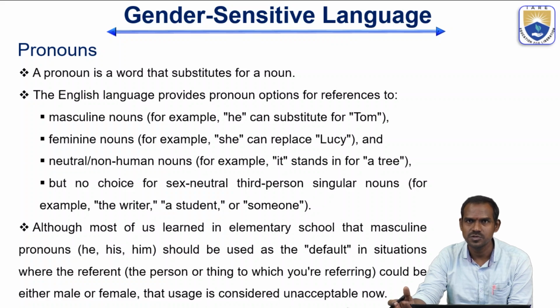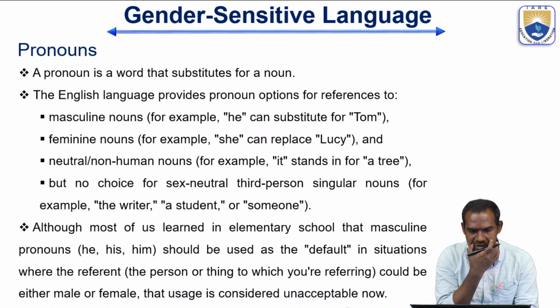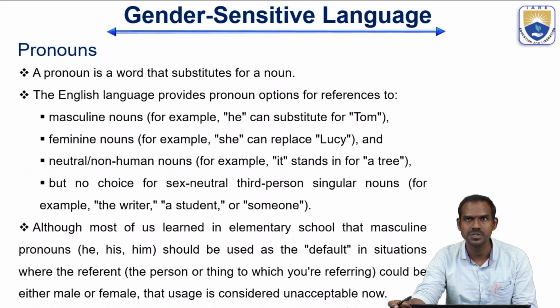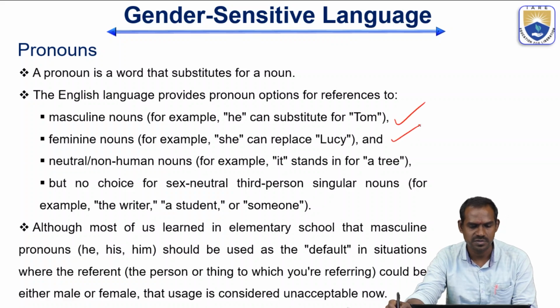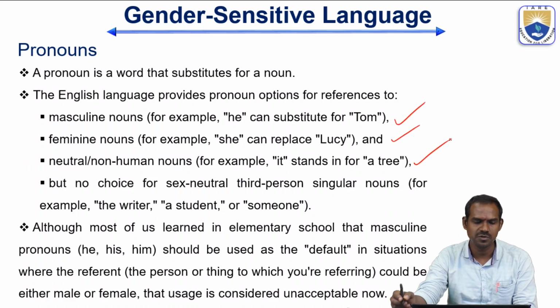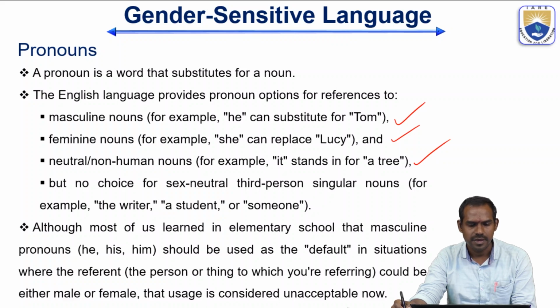What is a pronoun? You all have awareness of what a pronoun is. A pronoun is a word that substitutes for a noun. The English language provides pronoun options for references to masculine nouns, feminine nouns, neutral or non-human nouns, but there is no choice for sex-neutral third-person singular nouns.